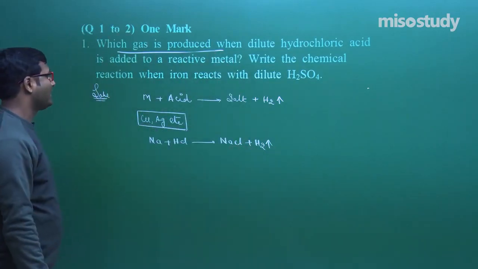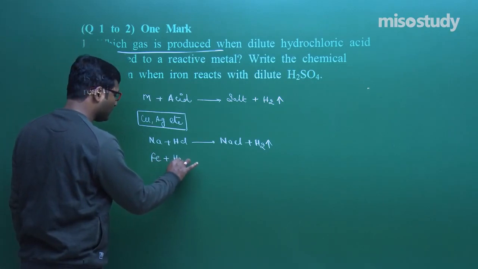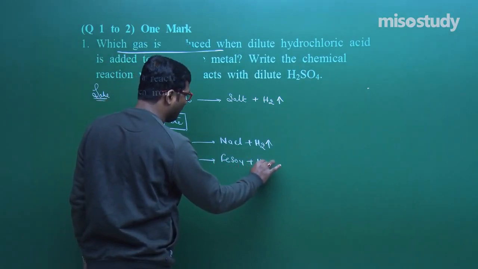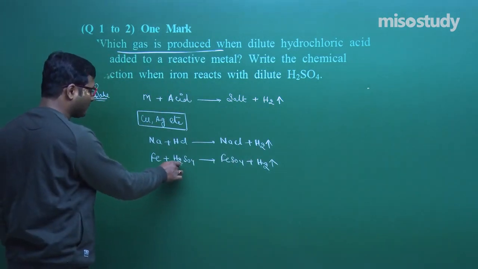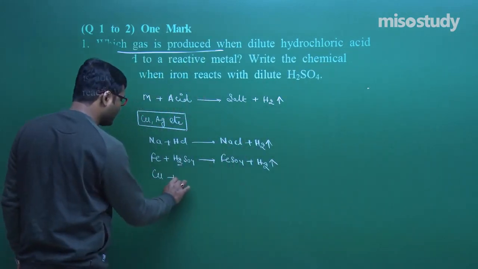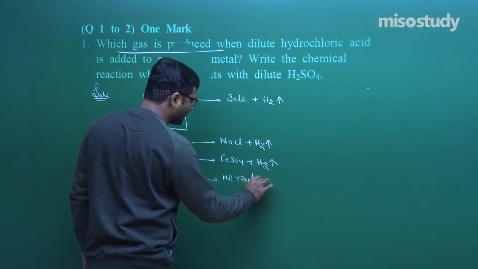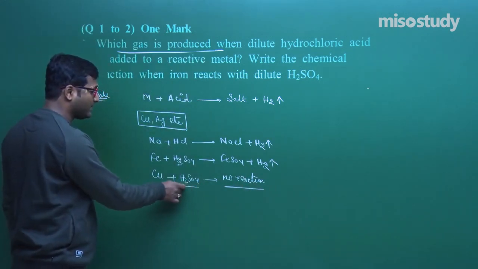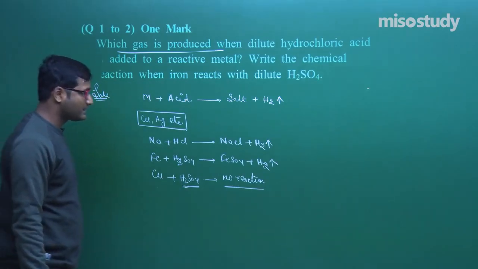Okay, write the chemical reaction when iron reacts with H2SO4. Yes, Fe plus H2SO4. We will simply write, it will give you FeSO4 plus H2. Why? Because iron is at a higher position and displaces hydrogen from sulfate. But if I write here Cu plus H2SO4, then no reaction will take place because in the reactivity series Cu comes after hydrogen, so it cannot displace hydrogen from its sulfate. Clear to you? Yes sir.